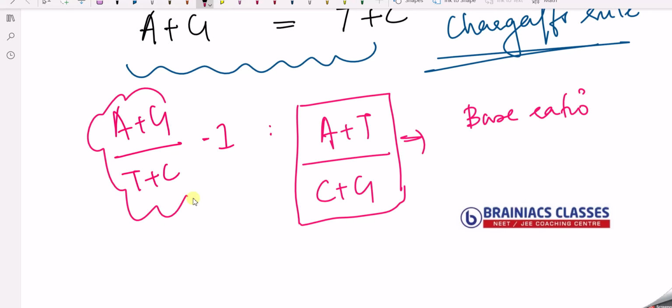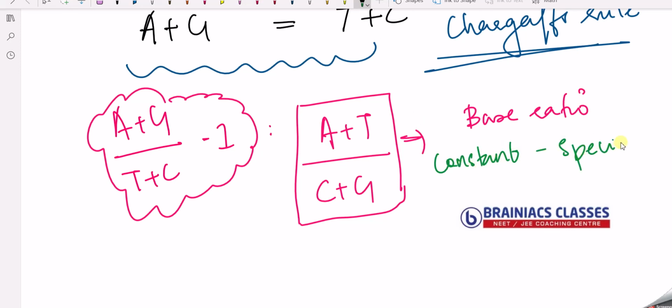This will always be equal to 1. This we know, because we know the number of purines will be equal to the number of pyrimidines. That is Chargaff's rule. But look at this ratio: adenine plus thymine by guanine plus cytosine. That ratio is called the base ratio, and it will be a constant for a particular species.